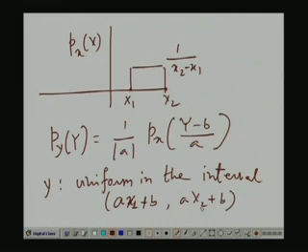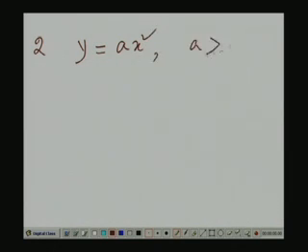So, this is a simple example. Next, we consider a slightly more complicated case. Y is equal to a x square. So, this is your g x, and a is a real constant and positive.